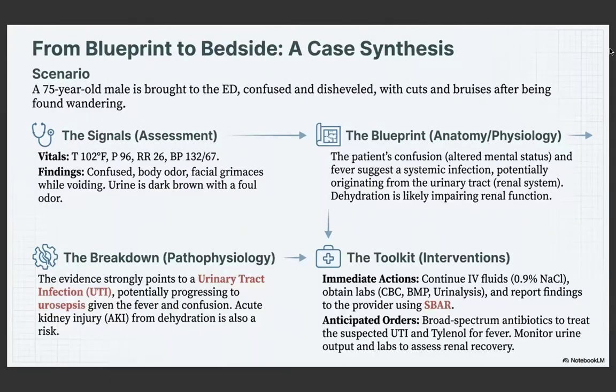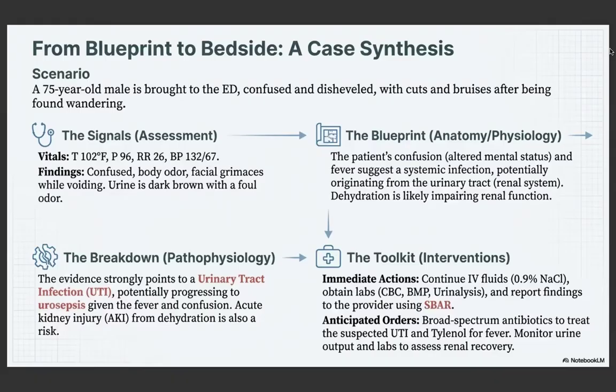So here's a little bit of a case study. We have a male who's been brought into the ED. He's a little bit confused and disheveled. We saw the beginnings of this earlier. So we see his vital signs, and the findings are that he's confused, he has body odor, and he is facially grimacing. Again, he's altered mentally, and there are some things here that suggest that he does have an infection. A really good indicator that there's some sort of urinary tract or renal involvement is the fact that his urine is that dark brown.